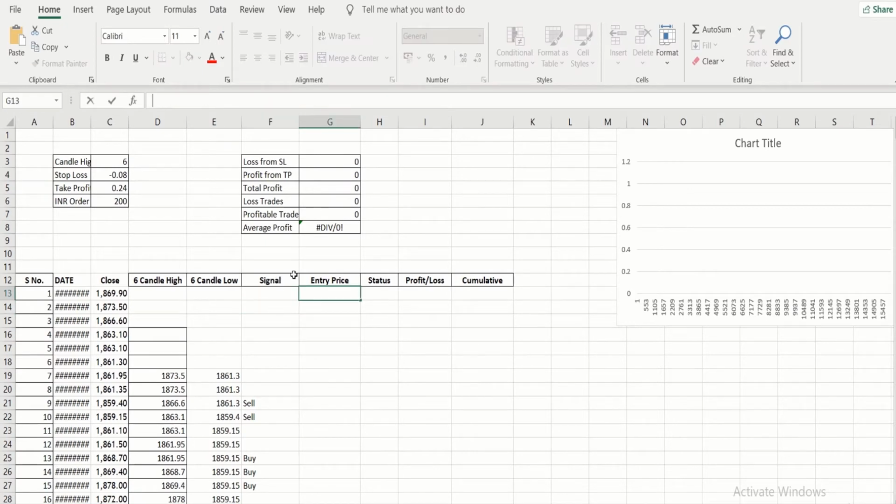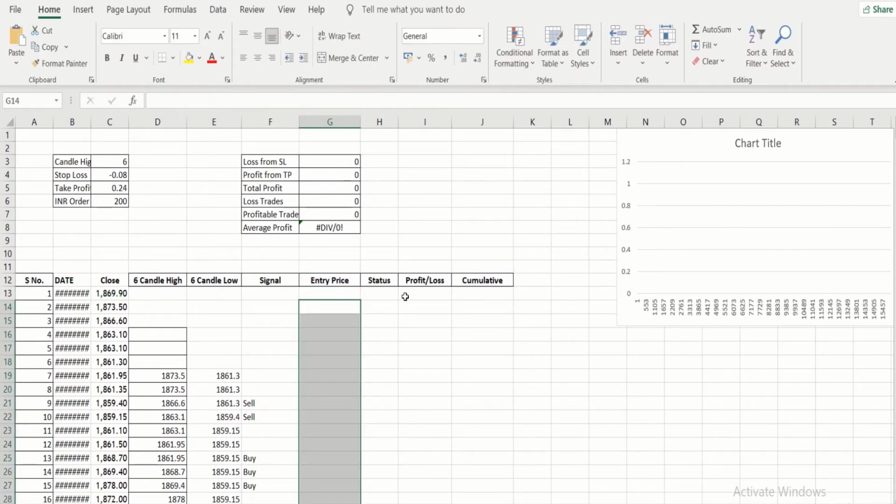Now next, in column G, we need to set the entry prices. Basically, this is the price from which the trading signal is generated. Now see at the formula bar, if H13 is buy or sell, then the entry G13 is similar to the price of C13. Now let's move forward to column H, which represents the trading position.